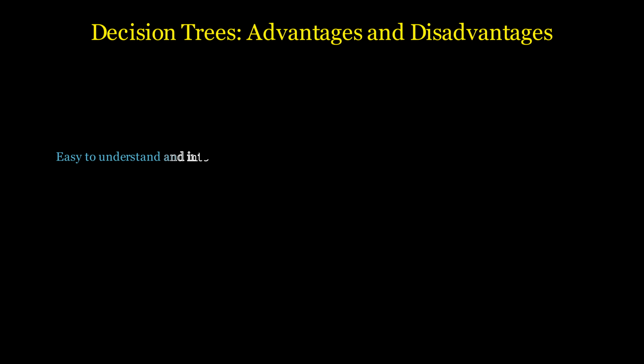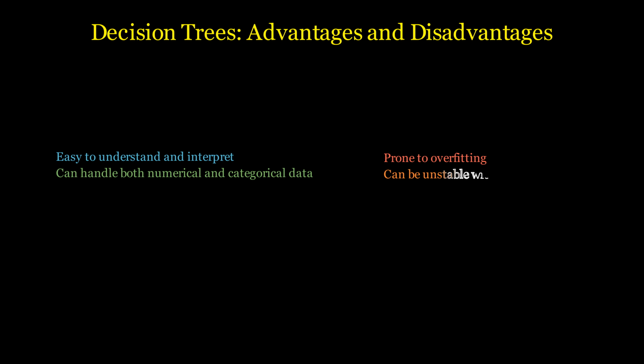The first advantage is that decision trees are easy to understand and interpret. The tree structure is intuitive and mimics human decision making. However, a major disadvantage is that decision trees are prone to overfitting, especially when the tree becomes too deep and complex. Another advantage is that they can handle both numerical and categorical data without requiring extensive preprocessing. On the other hand, decision trees can be unstable. Small changes in the data can lead to very different tree structures.